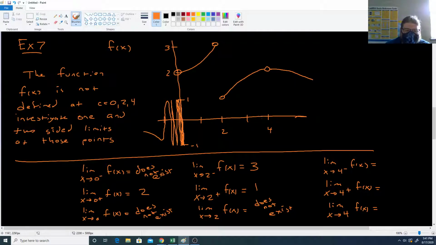And finally, as we approach 4 from the left, our y value is 2. As we approach 4 from the right, the y value is 2. So both the one-sided limits exist, and they're both 2. Since both the left and right limits exist and they're both 2, the two-sided limit exists, and it's 2. And that will wrap up example 7. That's all it wants us to do.